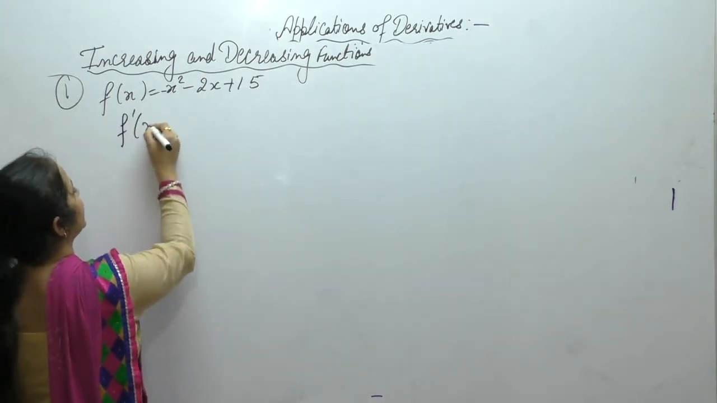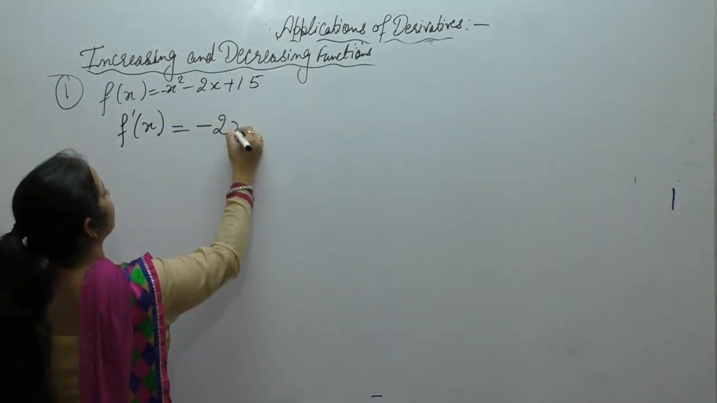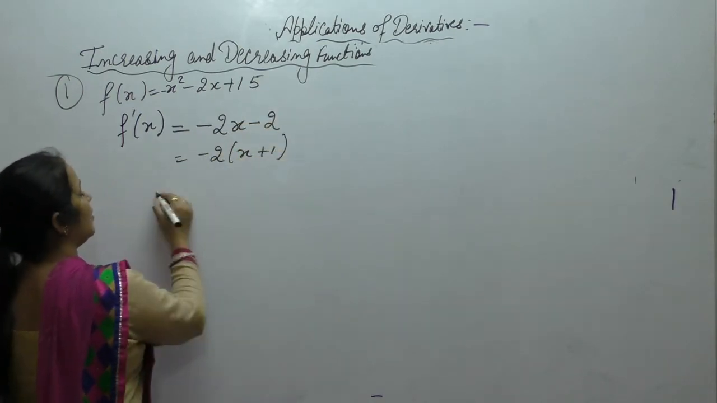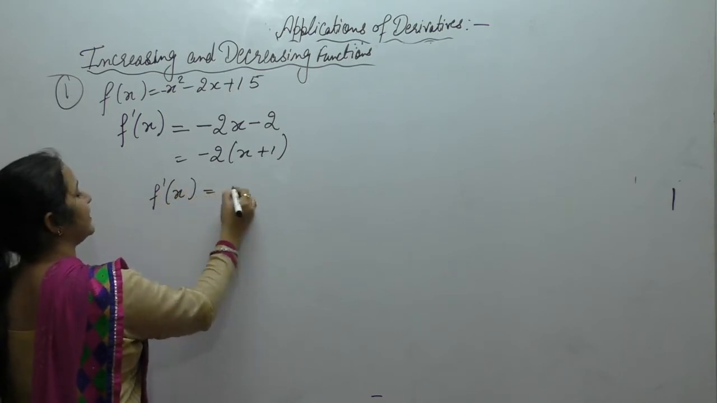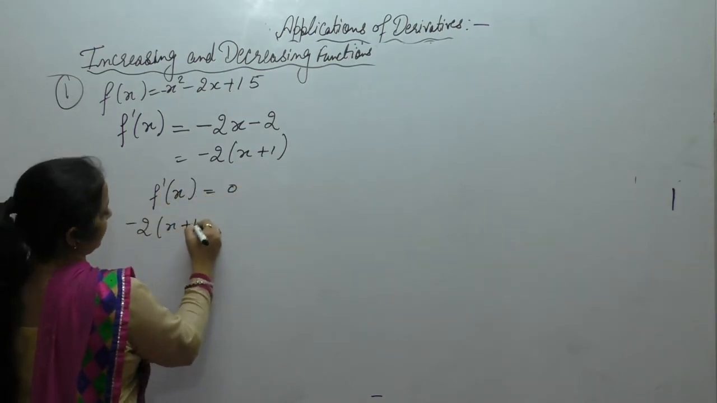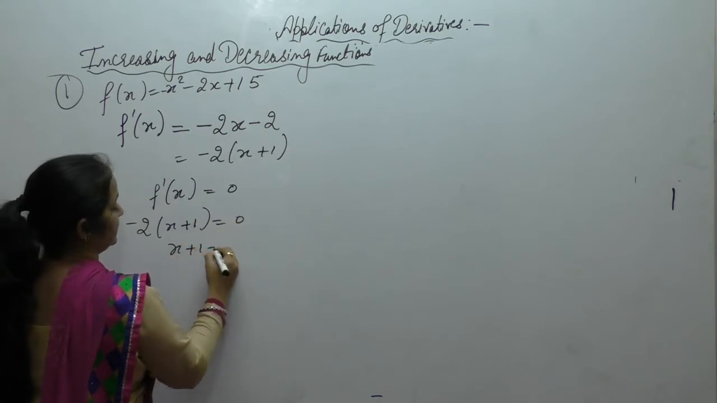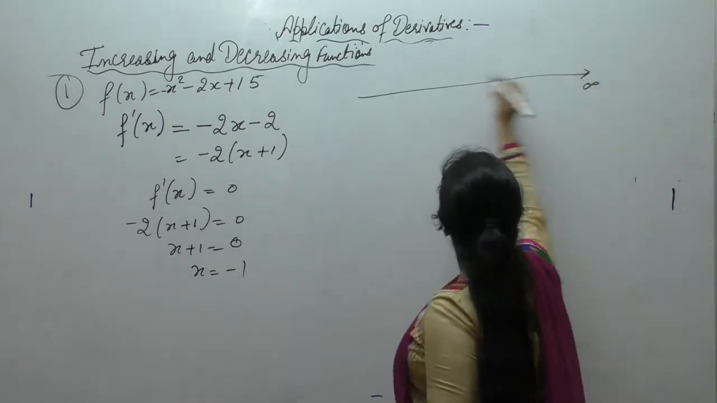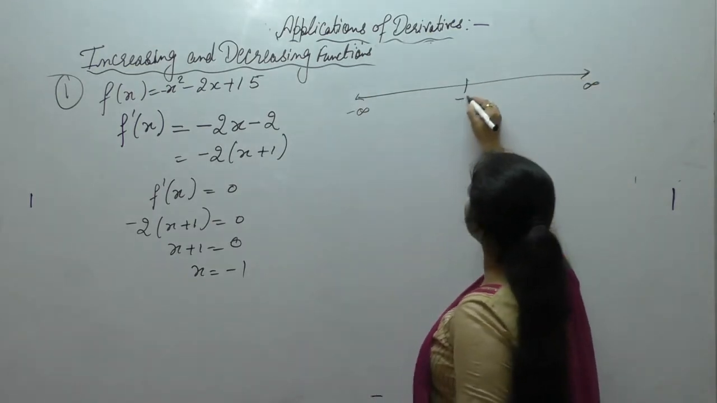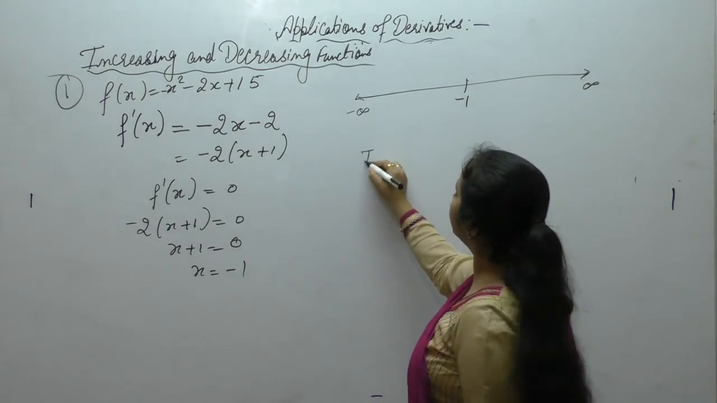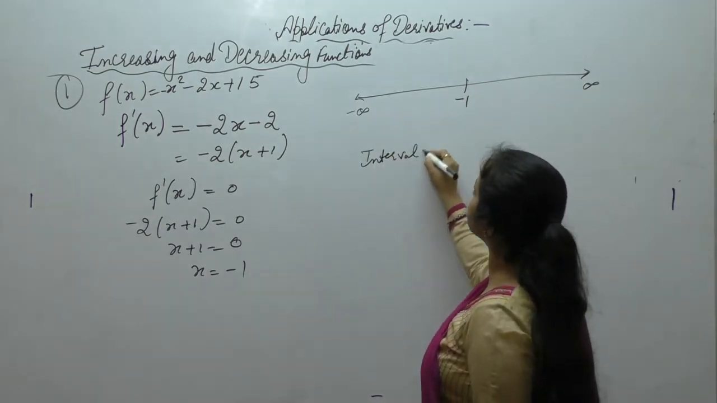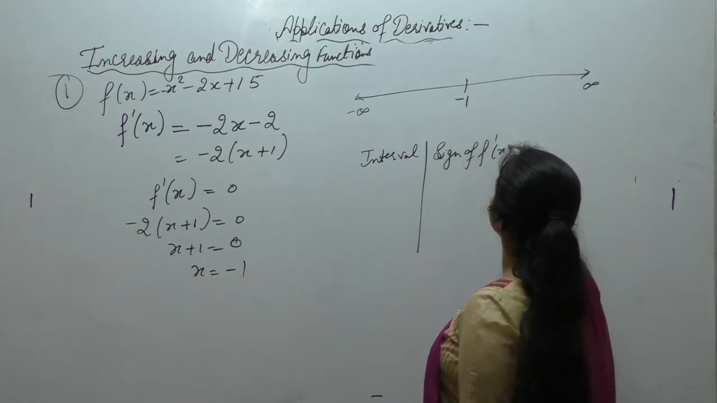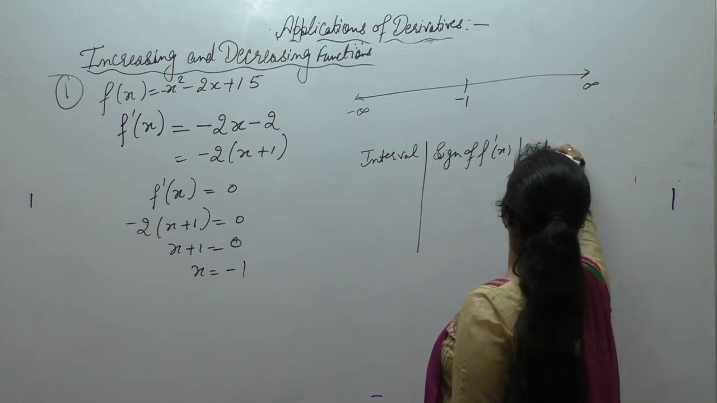First step we will have to do is take the derivative. Derivative of minus x square, derivative of minus 2x. Now after that put this derivative equal to 0. So what we get? x is minus 1. Now the intervals are minus infinity to minus 1 and minus 1 to infinity. Now we have to check whether the function is increasing or decreasing, the sign of f dash x, then the nature of function.